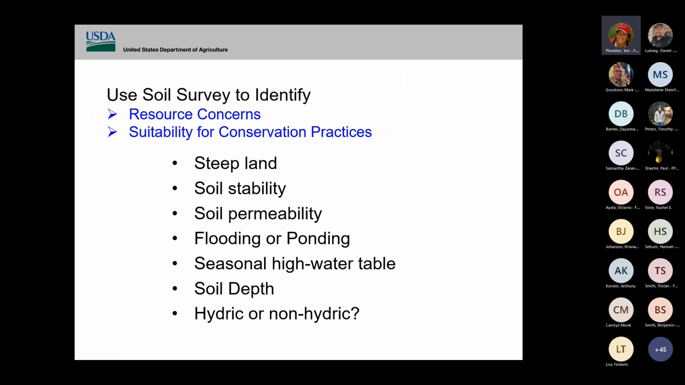You use the soil survey to identify resource concerns, potential resource concerns, and the suitability of the soils for different conservation practices. So right from your office, there are some things you can determine. Are you on steep land? You can look at soil stability. You can get an idea of soil permeability. Does it flood or pond? Is there a seasonal high water table? What's the soil depth? And is it hydric or non-hydric?